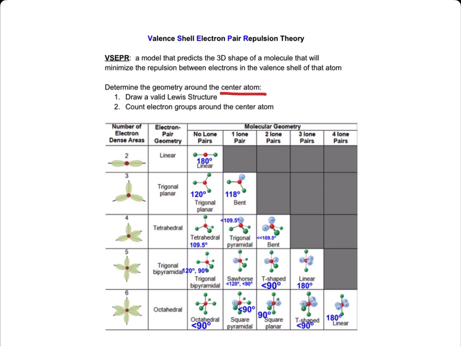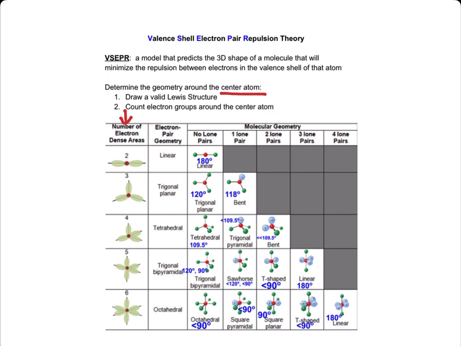That center atom will allow us to determine how many electron groups are around it. That number is here on this chart. It is also referred to as the steric number. This chart also has the electron pair geometry and the molecular geometry. The electron pair geometry is the same as the molecular geometry when the center atom doesn't have any lone pairs.